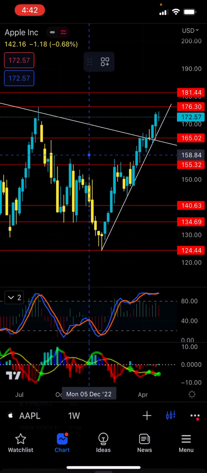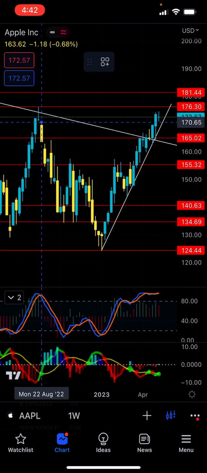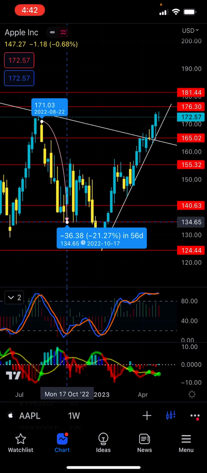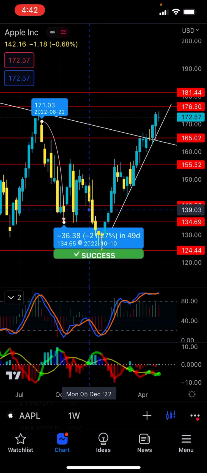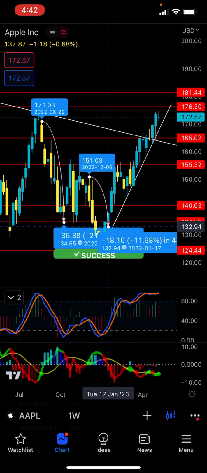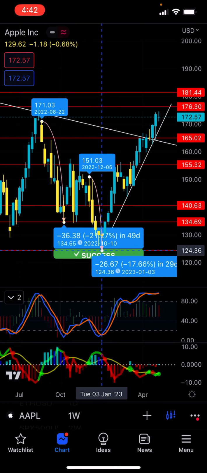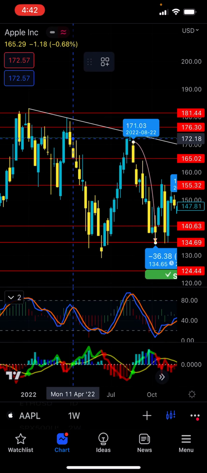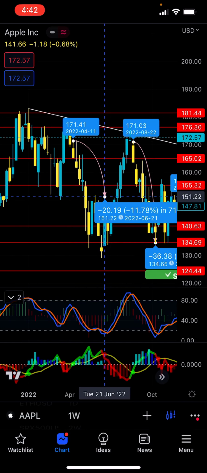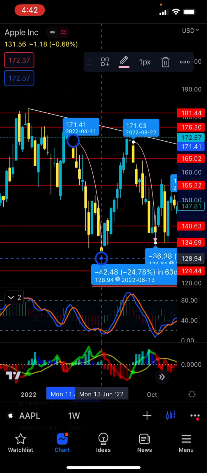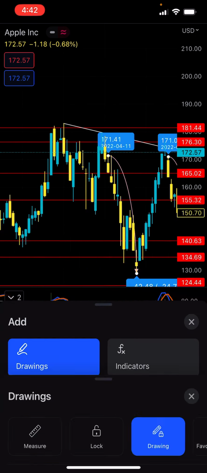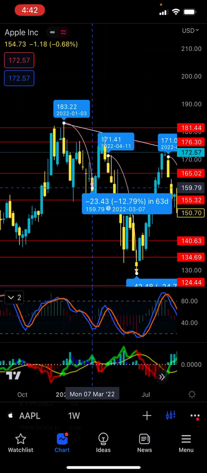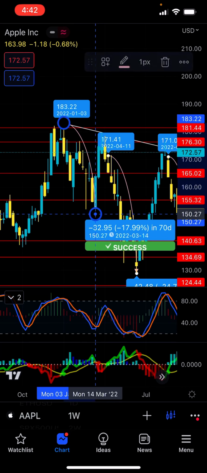So look at this. Every single time we've closed a perfect entry on the weekly for a bear trigger, we've dropped significantly on Apple. $36 in 50 days. Again, $26 in 29 days. Let's go with this. $42 in 63 days. And $32 in 70 days.